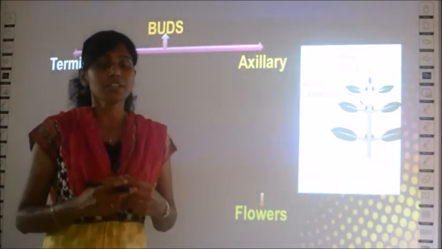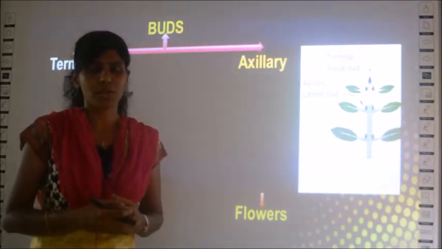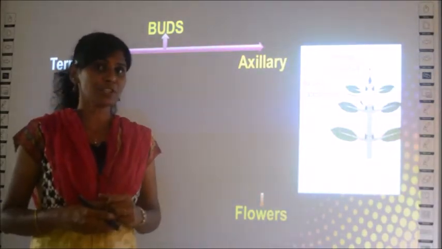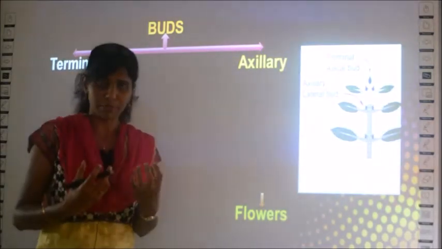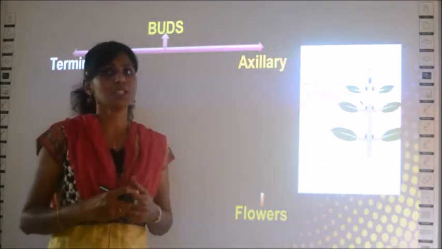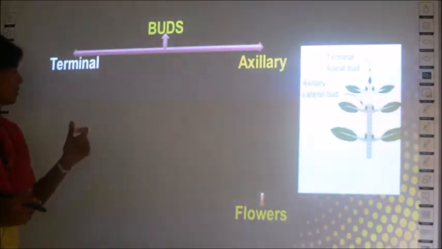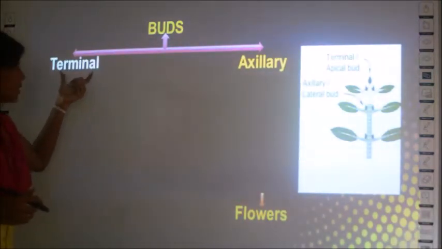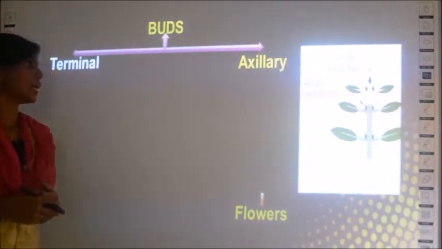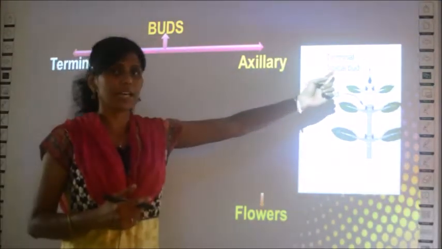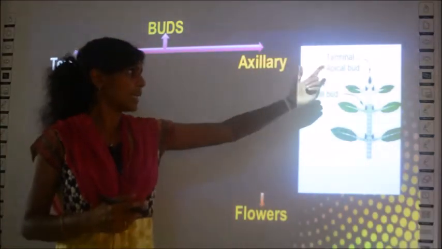You can also find flowers there. So based on where the buds are located, you can classify the buds into two types. What did I tell you? Based on the location of the buds, that is where they are present on the plant, you can classify buds into two types. What is the first one? The first type is called terminal bud, which is also called apical bud. Terminal bud or apical bud.